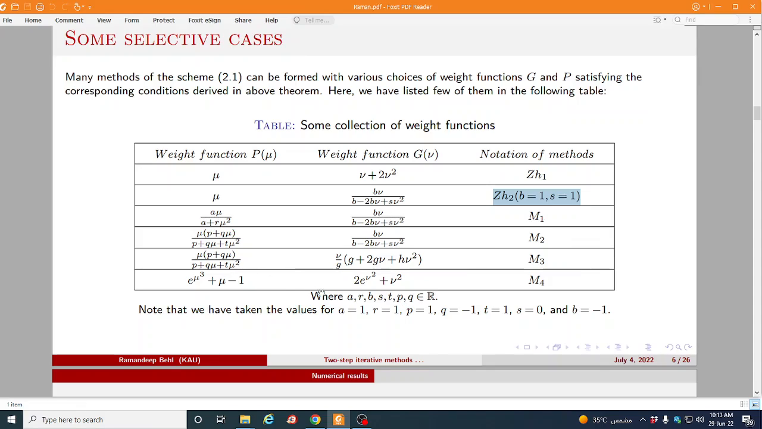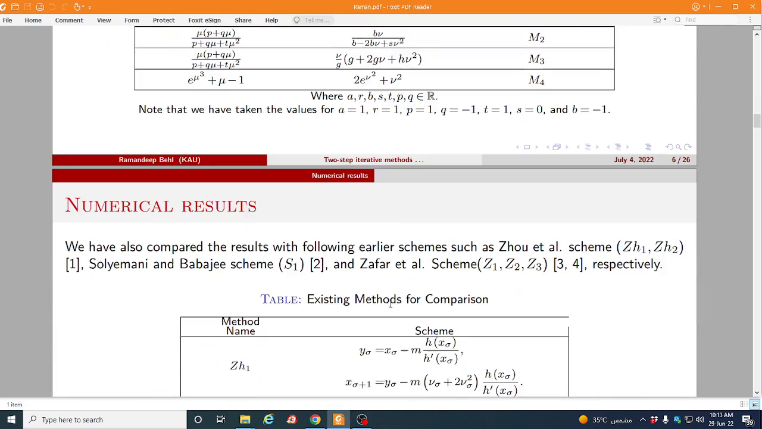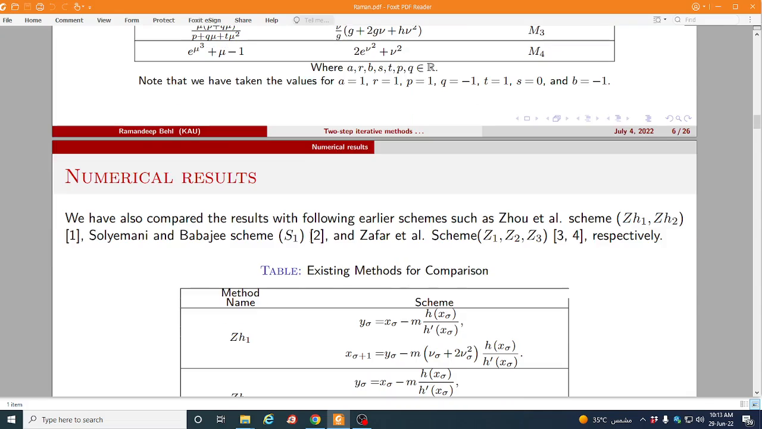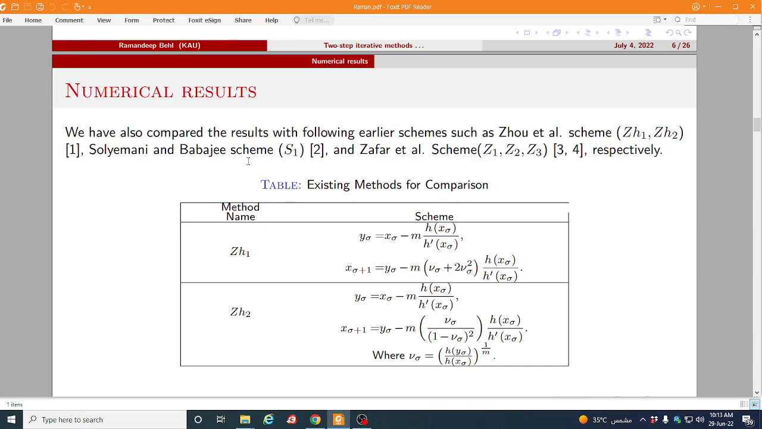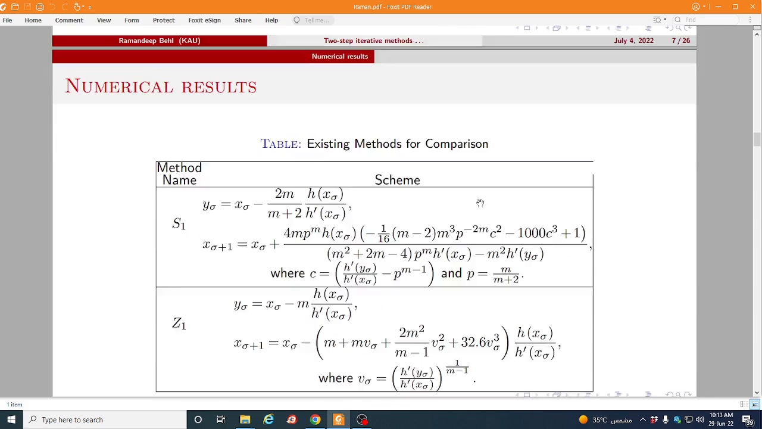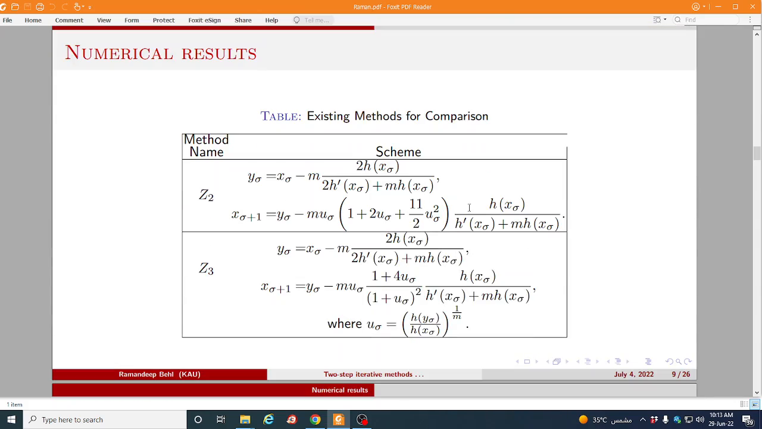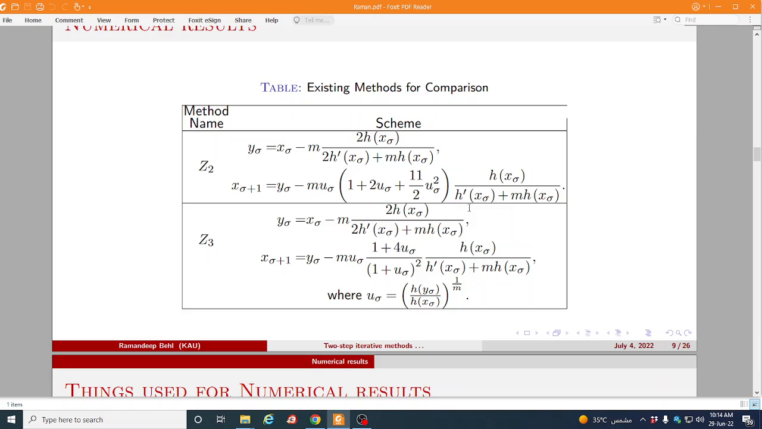So these a, b, c, r are all real numbers, and from the comparison point of view we assigned some values. These are the values here. So, numerical results. We also compare the numerical results with the existing methods of Zhao et al., which I showed you in the previous slide, ZH1 and ZH2 here. Some other methods, Soleymani and Babajee and Jaiswal et al., you can see here. These are the 6 methods with which we are going to compare our iterative schemes.